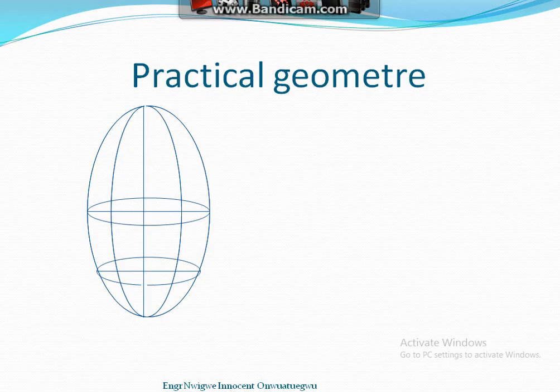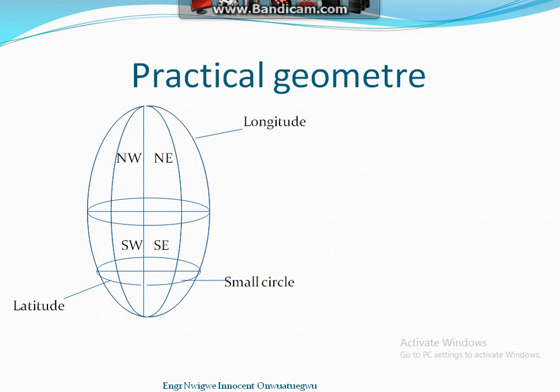In practical geometry, the horizontal circle or small circle is the latitude, while the vertical lines on the circle are the longitude. The great circle is the circle at the middle of the circle on the horizontal, while the equator is at the middle, or the center, of the circle.